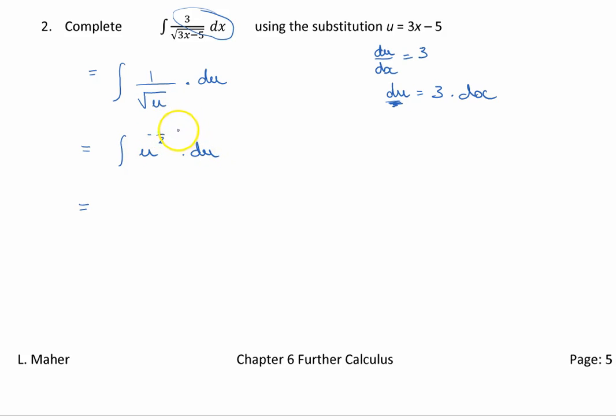Add 1 to the index. So that's a half. And divide by the new index. Dividing by a half is the same as multiplying by 2, plus the constant. Putting this back in terms of x, the x pronumeral, u is simply 3x minus 5. So we keep that, replace the u, and we've got the constant.